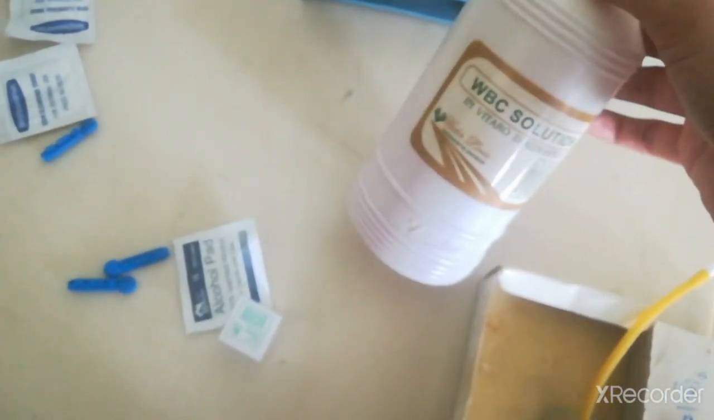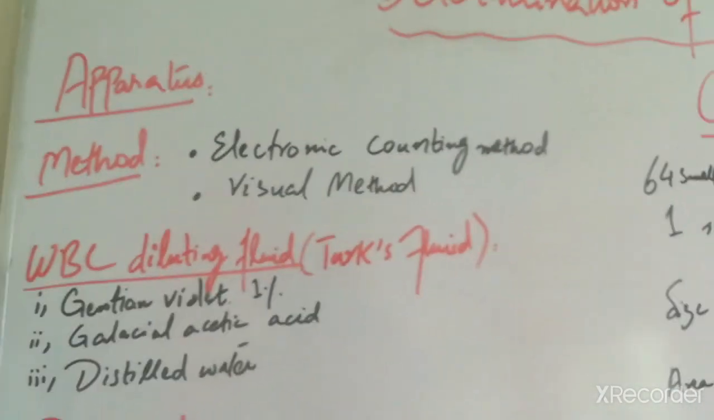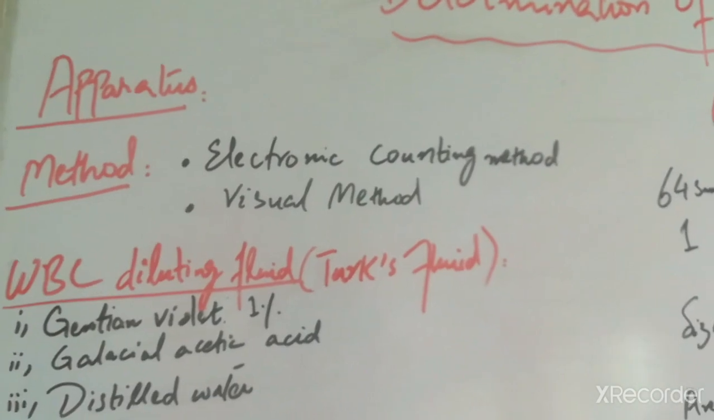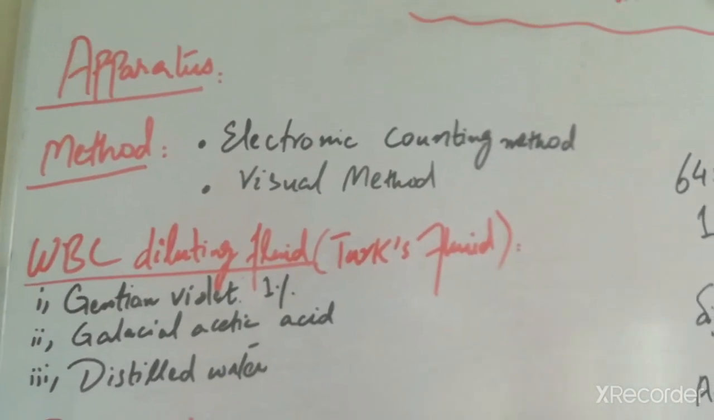Okay, we have pricking needle, spirit swab, cover slip, and dilution fluid, Turk's fluid. Okay, so we are basically going to count the number of WBCs in Newbor's chamber.